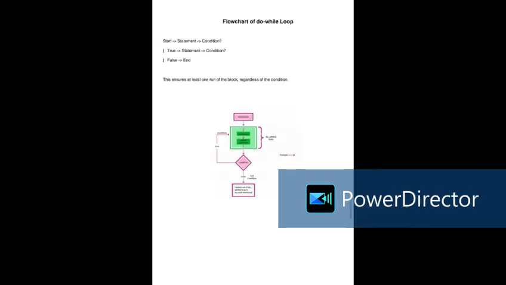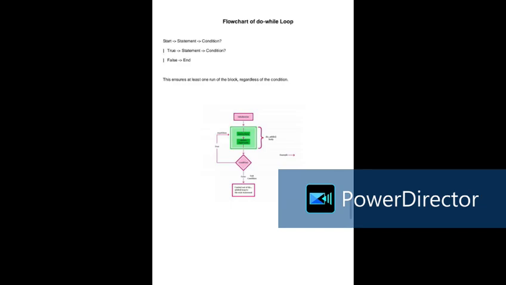Flowchart of a do while loop. Visualizing the do while loop with a flowchart helps solidify understanding. The process begins by executing the code block. After executing, the condition is evaluated. If the condition is true, the loop repeats and the block executes again. If the condition is false, the loop terminates and the program moves on.